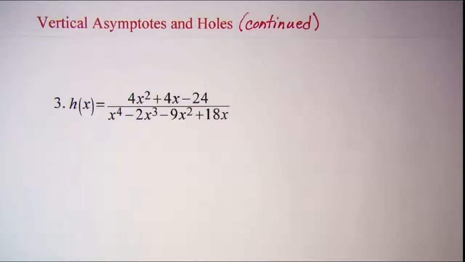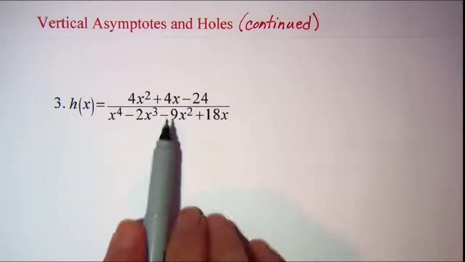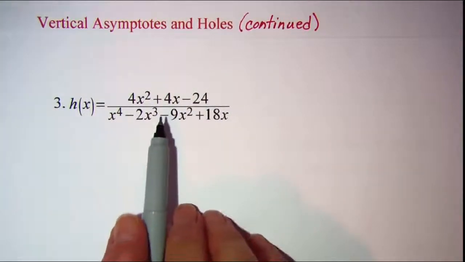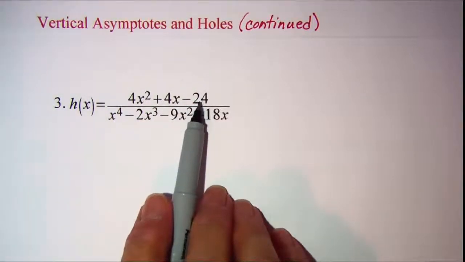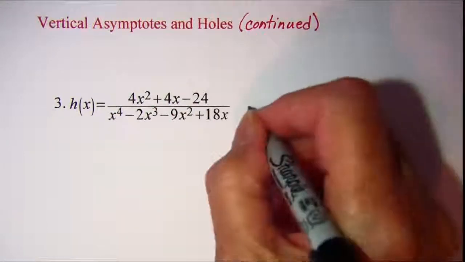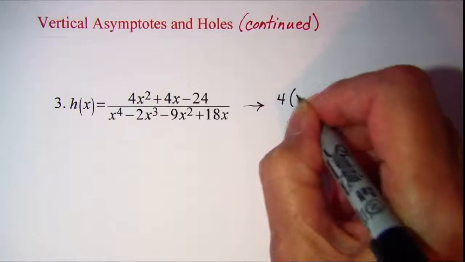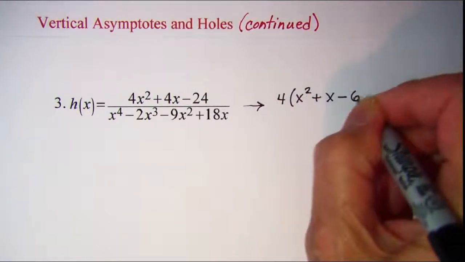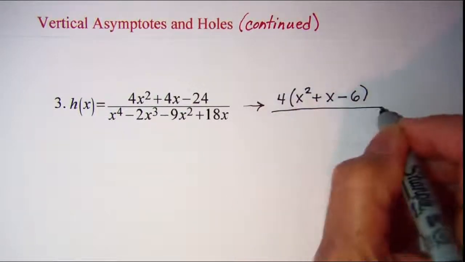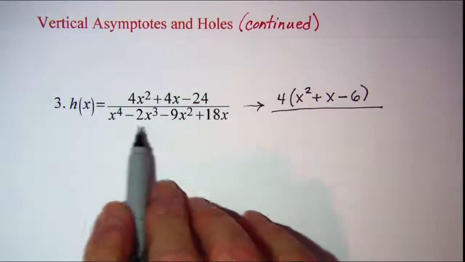In this video, we'll continue to look at vertical asymptotes and holes in the graph. For this example, I'm going to need to do some factoring. In the numerator, I can see 4, so let's go ahead and factor a 4 out of this one. And in the denominator, I'll need to factor by grouping.